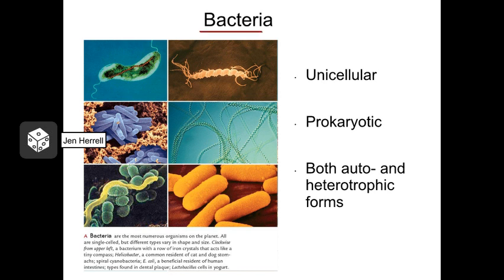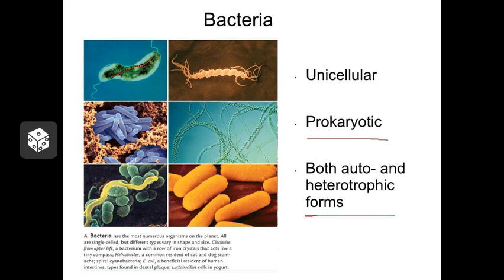First, we have the domain bacteria, also known as eubacteria. Bacteria are all unicellular. They're all single-celled organisms, although sometimes they kind of stick themselves together a little bit. They are all prokaryotic, so none of them have a nucleus to store their DNA. And we do find both autotrophic and heterotrophic forms in this domain.